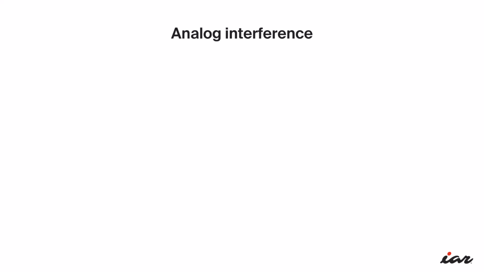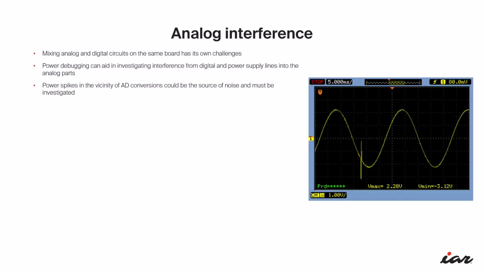So analog interference. Of course, mixing analog and digital circuits is already a challenge. But power debugging can also help you when investigating interference when it comes to the power supply and so on. You should probably avoid toggling I/O or a lot of I/O activity while you're sampling analog signals or reading some information. But again, this can give good insight into what's going on in your circuit.